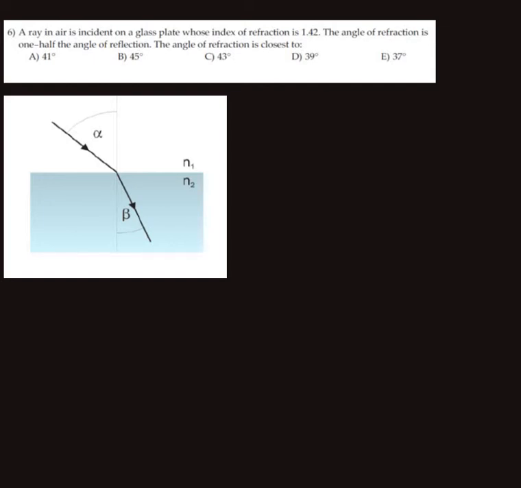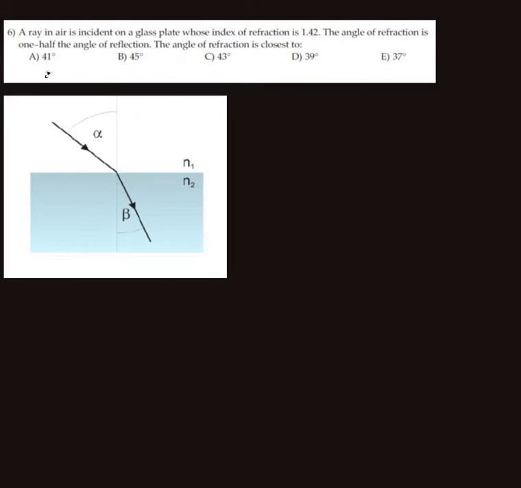Gonna try to solve some of the problems from the review. This is actually number 6 from the review, and the problem says a ray in air is incident on a glass plate whose index of refraction is 1.42. The angle of refraction is 1/2 the angle of reflection. So this angle here, beta, is actually half of this thing. And they're asking you, what is the angle of refraction?